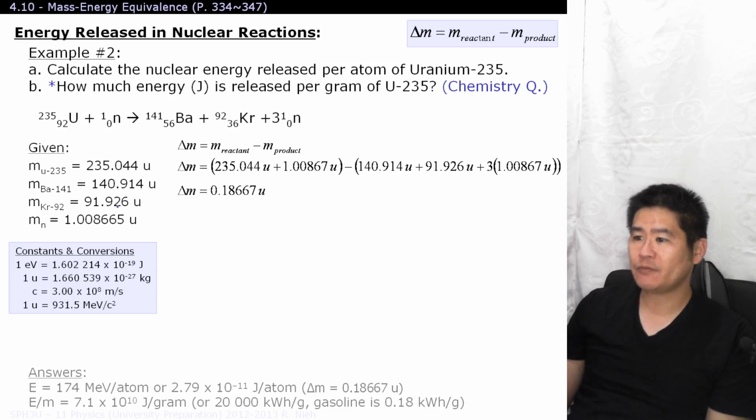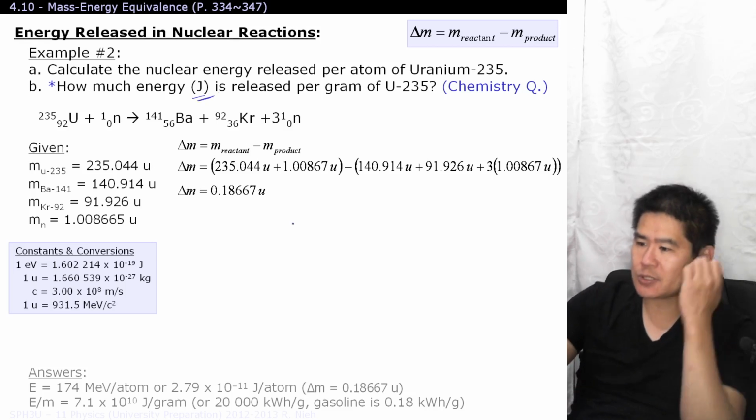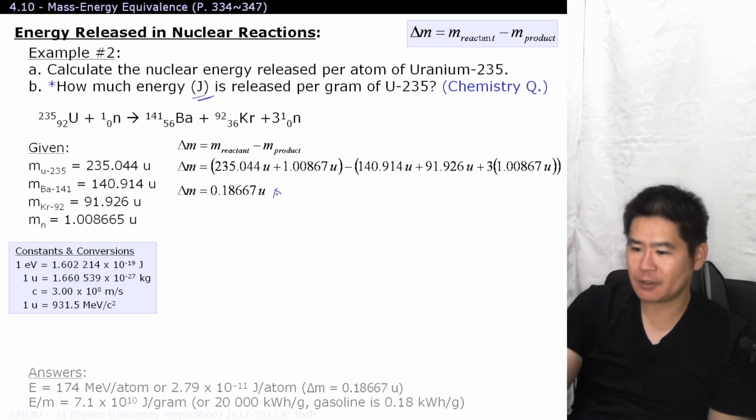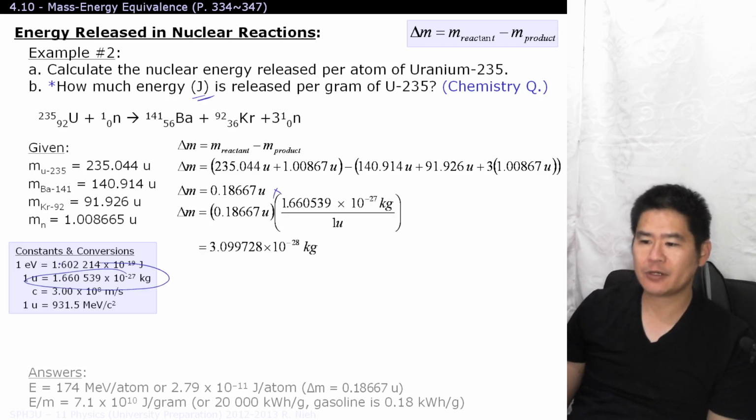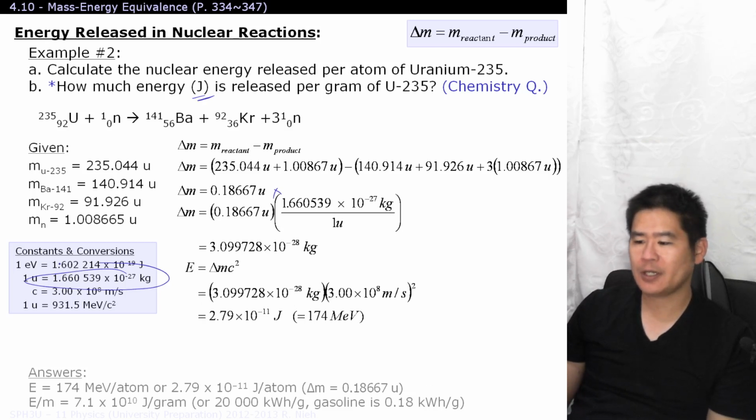Now, if you want to find out the amount of energy released in joules, then I'll need to multiply this by that conversion ratio of 1.660 times 10 to the negative 27 to convert into kilograms. And now I can plug that into E equals mc squared and get my value in joules. If I want to divide that by 1.602 times 10 to the negative 13, it'll convert it into MeV if that's what I was interested in.